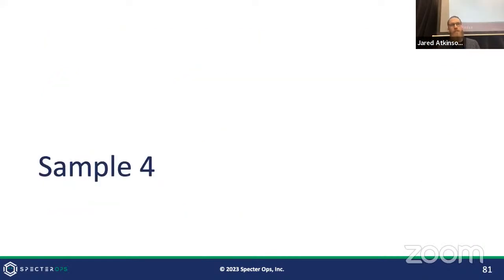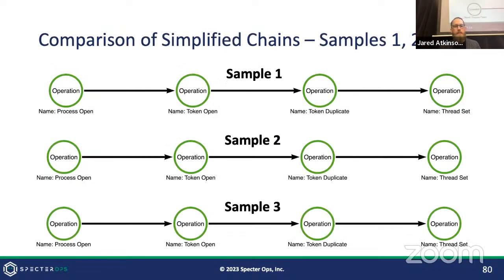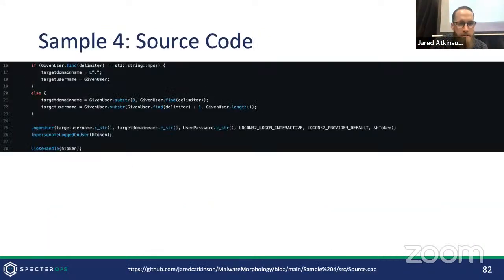Now, at the operational level, that's what a dog looks like, right? So it's process open, token duplicate, thread set, right? That's dog. And for anybody wondering, I just made that up. There's no actual reason why I chose a dog. It could be any animal, but it just made the next part a little bit easier to explain. So here's a 4th sample, sample 4, and sample 4 calls log on user, impersonate logged on user, and close handle, right?